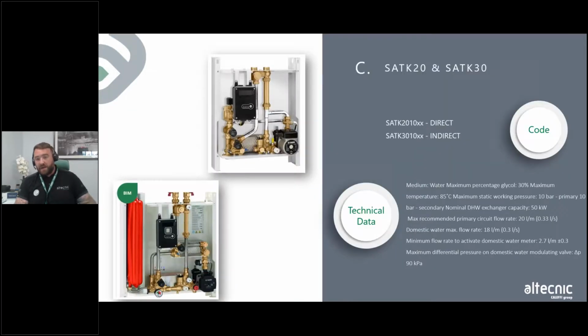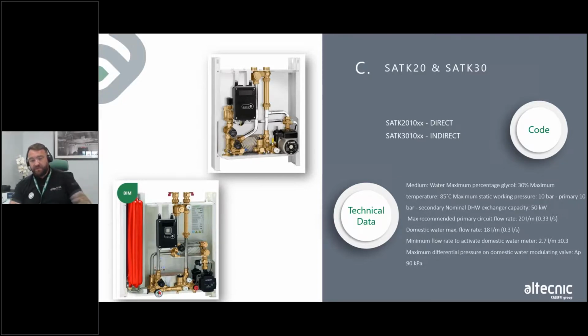Quick overview of our range. We have two main ranges at the moment. We have our SAT K20 and 30 range, and the 22 and 32, so direct and indirect units. One is a single plate, one's a twin plate. Very similar in the way they look, obviously, apart from the one having the single plate.